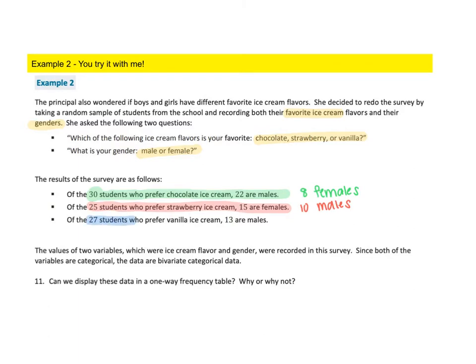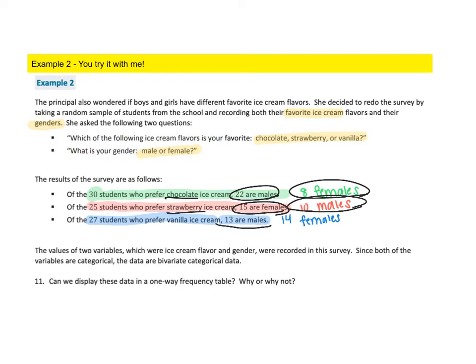And of the 27 students who prefer vanilla, 13 are males. So the rest are females. 27 minus 13 is going to be, what, 14? So 14 females. Okay, so just to reiterate some things, 22 males like chocolate, 8 females like chocolate. 15 females like strawberry, 10 males like strawberry. 13 males like vanilla, and 14 females like vanilla.